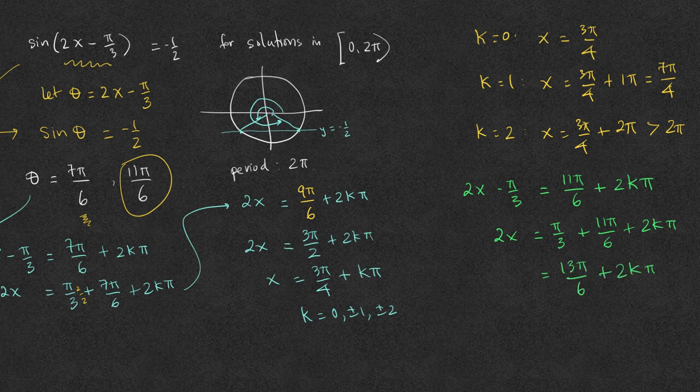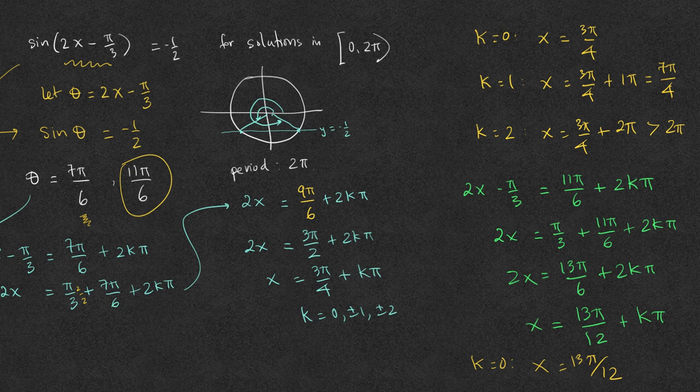And so x itself is 13 pi over 12 plus 2k pi divided by 2, which is now k pi. And we plug in k equals 0. When k equals 0, x is 13 pi over 12. When k equals 1, 13 pi over 12 is more than 1 pi. Adding another pi would give us more than 2 pi, so we don't need it.